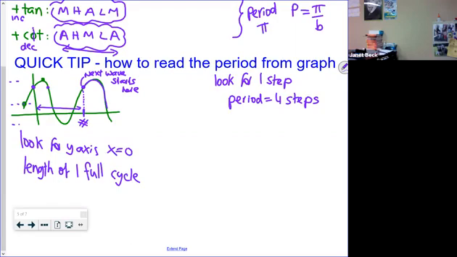That's a hint that makes finding the period easy sometimes, but you have to have a whole wave, or the whole way through one of these patterns, like asymptote to asymptote on a cotangent. At least that amount has to be shown. Or if the y-axis hit the high, you'd look at the distance to the next high, and that would be one period. Okay.